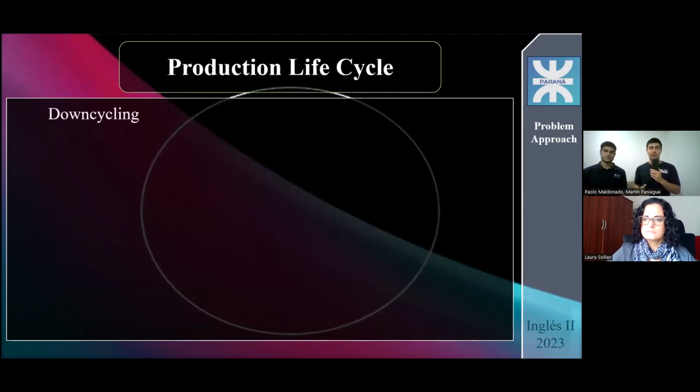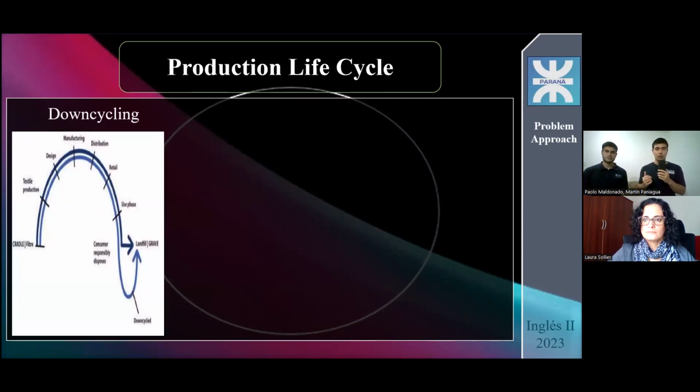The first type is downcycling. This model takes a discarded product and transforms it into a new product. But this new product is less valuable than the original product. For example, some companies transform old and discarded clothes into drugs.